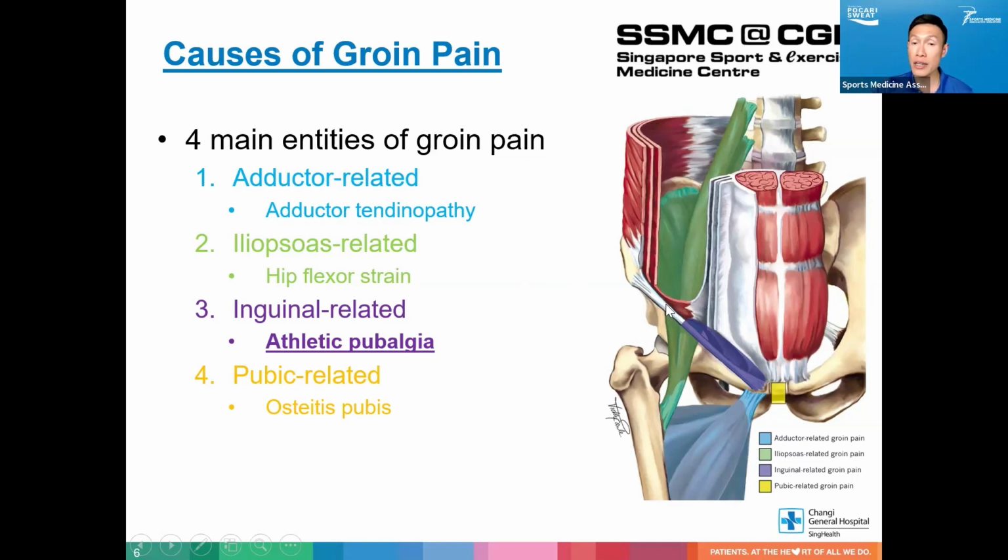Today, what we're going to talk about is actually this third one, highlighted in purple, which is more towards the inguinal-related kind of groin pain. And here you can see where it is in blue. And here in yellow, the fourth one is the pubic-related or osteitis pubis, which is also closely related to athletic pubalgia, and we will also cover that briefly today.